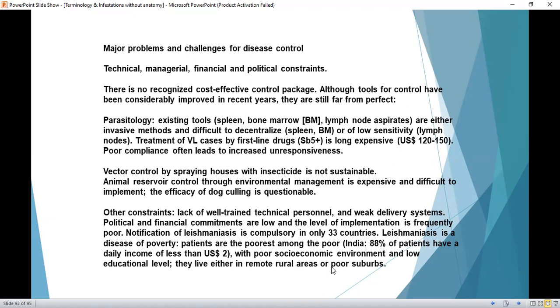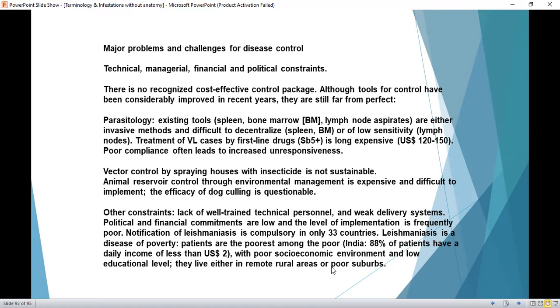We need the tools for testing, for the parasitology, for prevention of the disease, for avoidance of sandflies. The treatment of visceral leishmaniasis by first-line drugs is long and expensive, and poor compliance often leads to increased unresponsiveness. Vector control by spraying houses with insecticide is not sustainable. You cannot just keep on spraying every time. You have to sustain it somehow. Animal reservoir control is expensive and difficult to implement. Efficacy of dog culling is questionable.